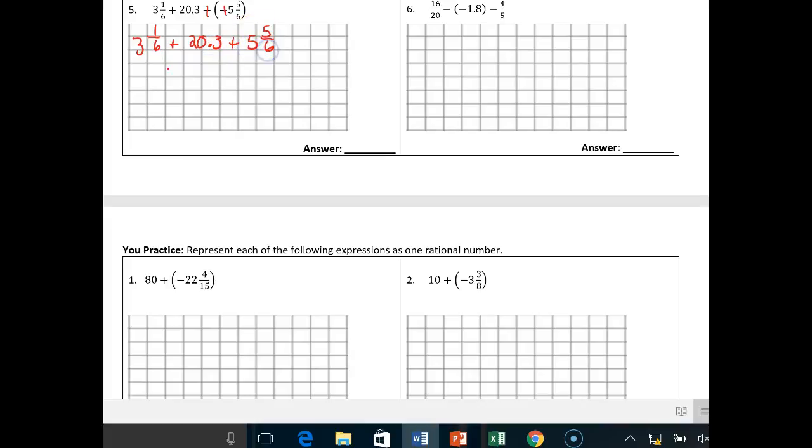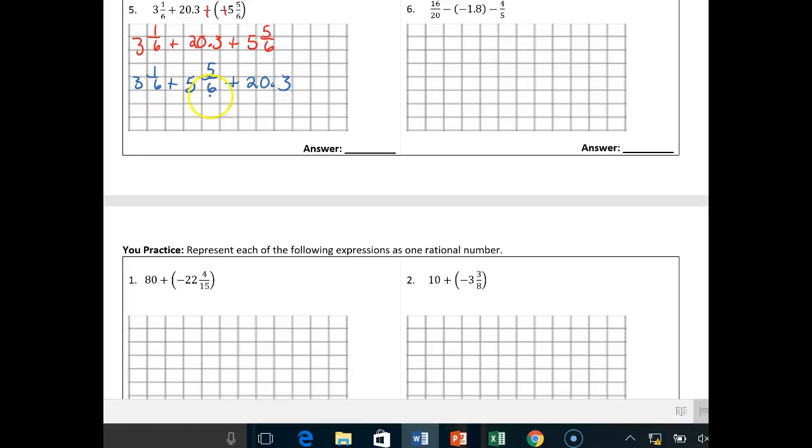Now before you freak out that, hey, there's fractions and decimals here, here's what you should do. You should use the commutative property to put stuff closer together. So 3 and 1/6 plus, put this fraction that has the same denominator right next to it, 5 and 5/6 plus 20.3.